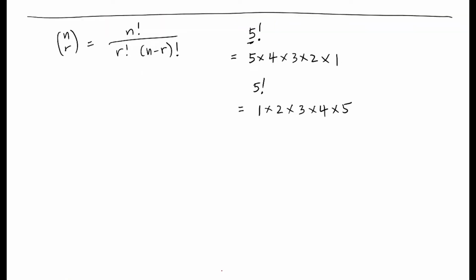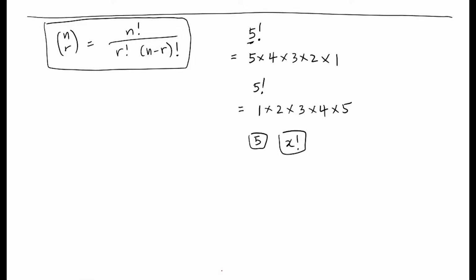We can evaluate factorial using our calculator. You have to look for the x factorial button. So let's say I want to use the calculator to evaluate 5 factorial. I will press 5 followed by the x factorial button, and I think you're going to get 120. So now that we understand what factorial is, let us get back to the formula.